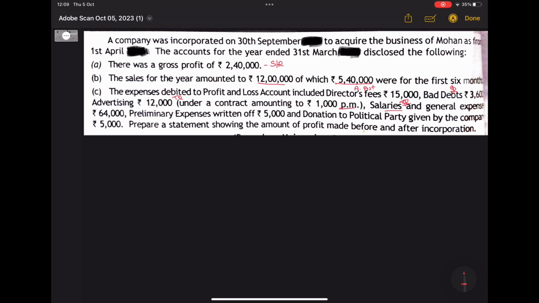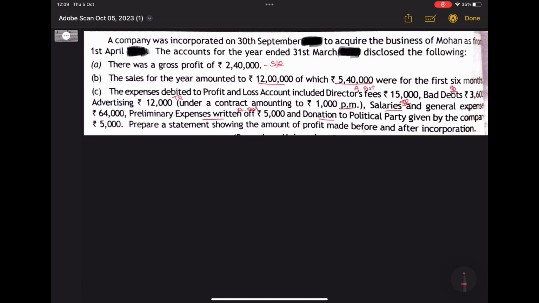Next, preliminary expenses and donation to political party. Both are related to actual post-incorporation. Got it? Yes. Prepare a statement showing the amount of profit made before and after incorporation. This is the question. Hope you all understood the question, I think.